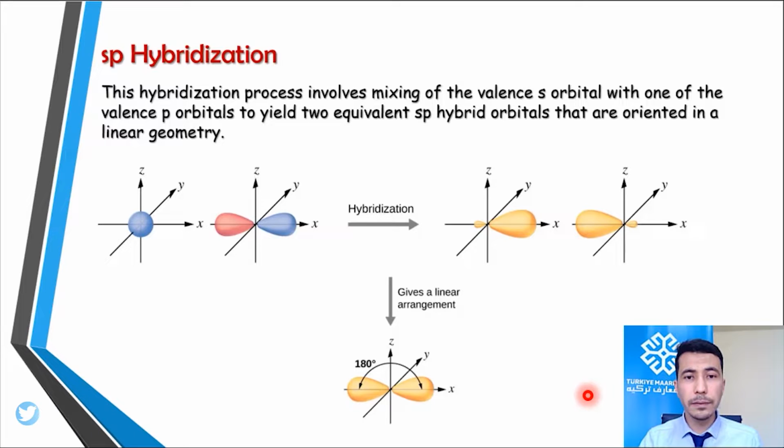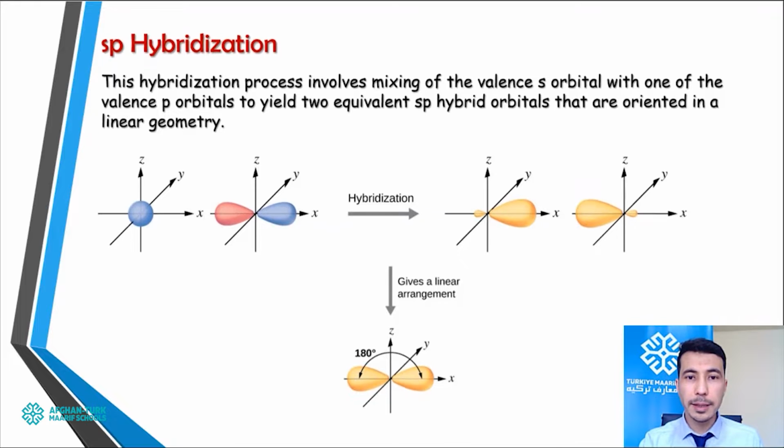Actually, sp hybridization involves the mixing of one s orbital and one p orbital. When they mix with each other, they form two hybrid orbitals, which are known as sp orbitals. Let's have a look at the diagram. This is the s orbital, this is the p orbital with two lobes. When these two combine, this process is known as hybridization, and in sp hybridization they form two sp orbitals. In a molecule, it will have a shape something like this, with linear geometry.